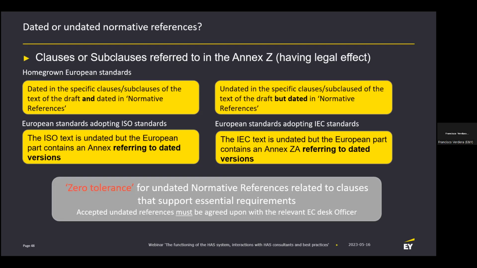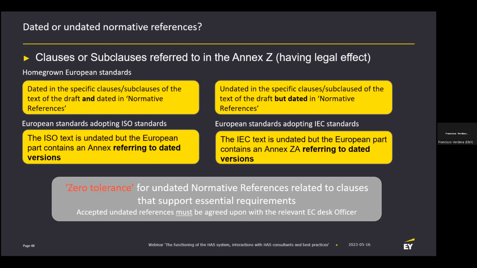But of course, we know that with ISO standards, we cannot influence the way that ISO is citing or dating their normative references. Normally, ISO is undating the references because they say it is normally the latest version that you are applying. In this case, CEN has developed a tool which is creating an annex with the dated reference versions that are applicable.